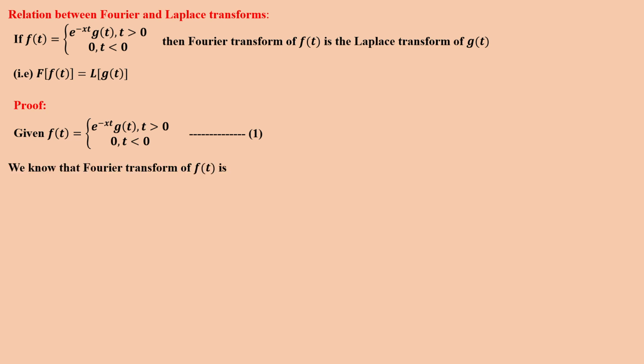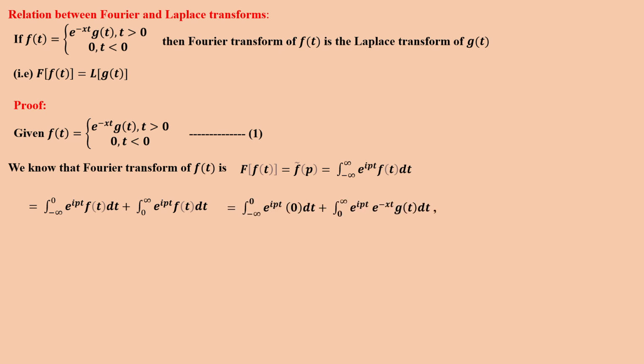We know that the Fourier transformation of f(t) is equal to F bar(p), which is equal to the integral from minus infinity to plus infinity of e^(ipt) f(t) dt. We are using the Fourier transform definition, instead of x we are using t. So this is equal to, splitting the integral, the integral from minus infinity to 0 of e^(ipt) f(t) dt plus the integral from 0 to infinity of e^(ipt) f(t) dt, which is equal to the integral from minus infinity to 0 of e^(ipt).